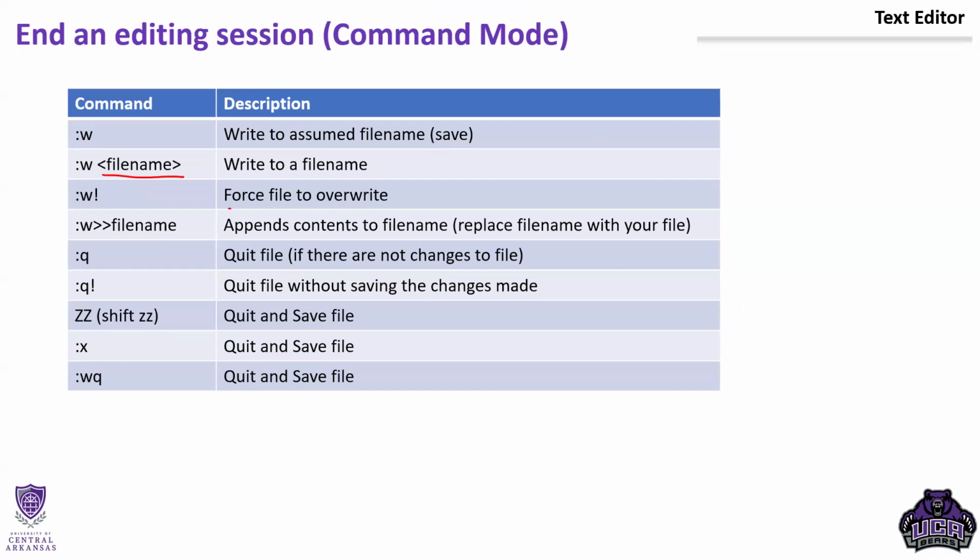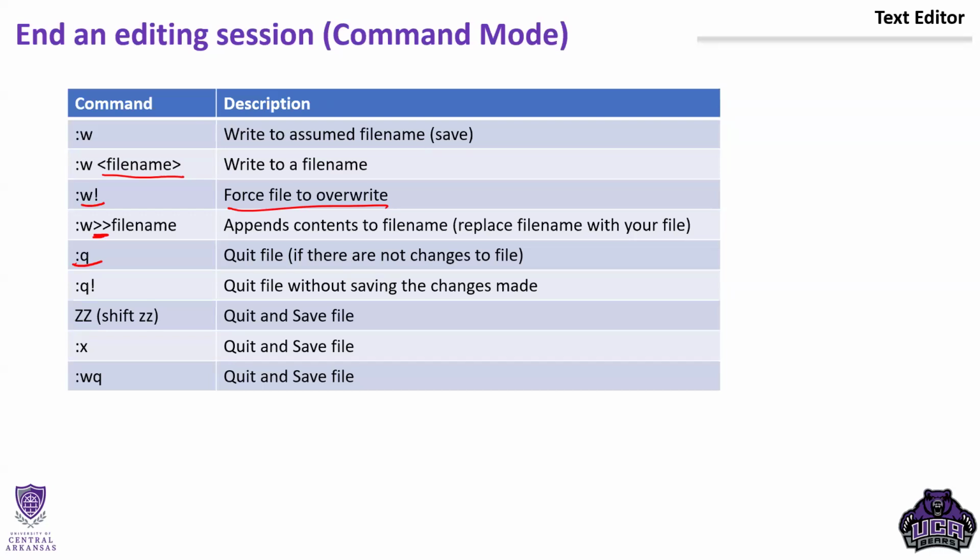If you have any trouble with it saying that it's locked, sometimes you can do the exclamation point and it'll try to force that overwrite. But if it's a file that root owns and you just don't have access to it, then you're out of luck. It's just not going to do it. Then, of course, we have append. Same thing right there. You're just going to append to an existing file. Q is going to quit you out of it.